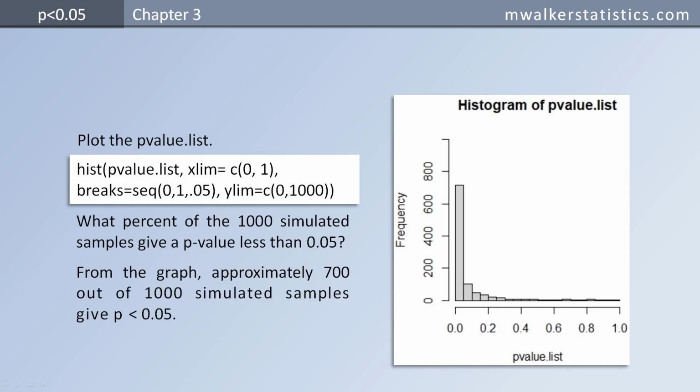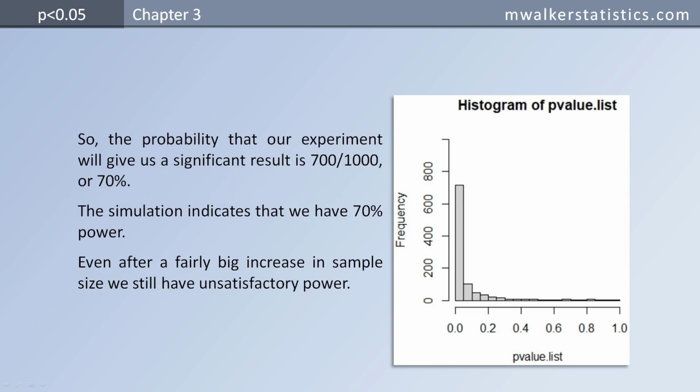From the graph, approximately 700 out of 1,000 simulated samples give p less than 0.05. So, the probability that our experiment will give us a significant result is 700 over 1,000, or 70%. The simulation indicates that we have 70% power. Even after a fairly big increase in sample size, we still have unsatisfactory power.